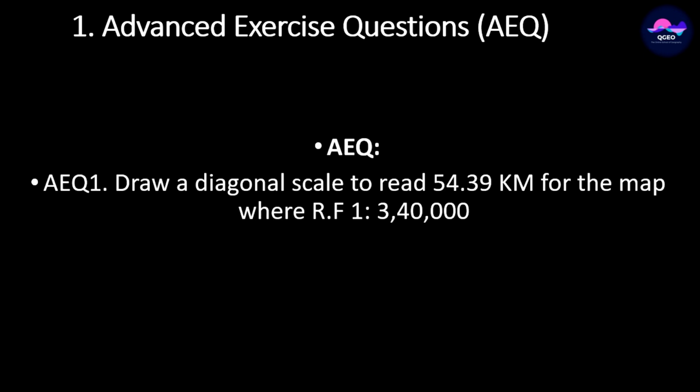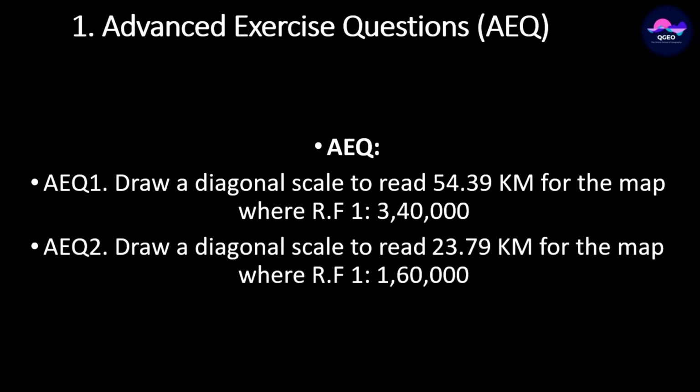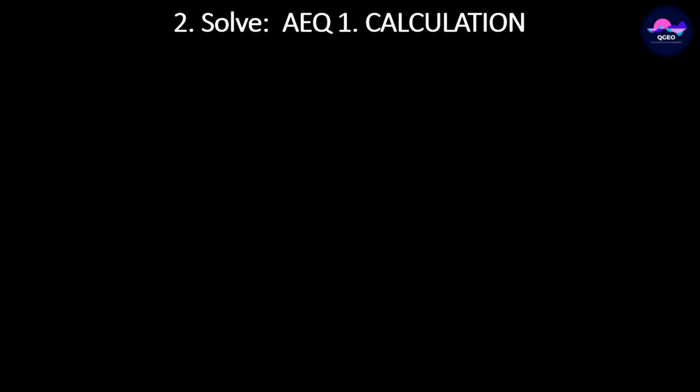Advanced exercise question AEQ. AEQ 1: draw a diagonal scale to read 54.39 kilometer for the map where RF is 1:340,000. And AEQ 2: draw a diagonal scale to read 23.79 kilometer for the map where RF is 1:160,000. Now the calculation part of AEQ.